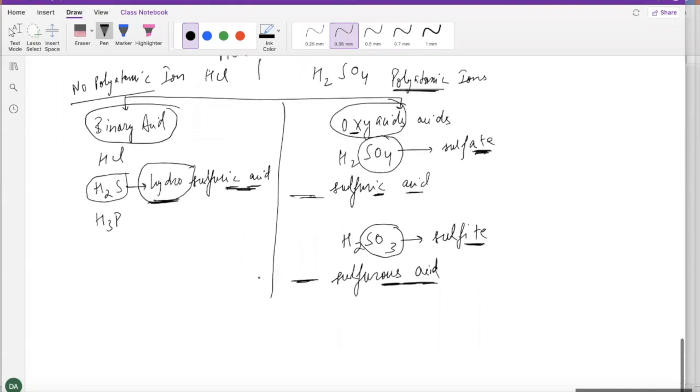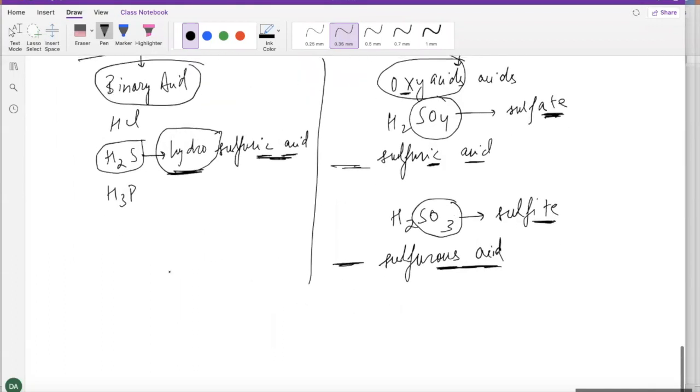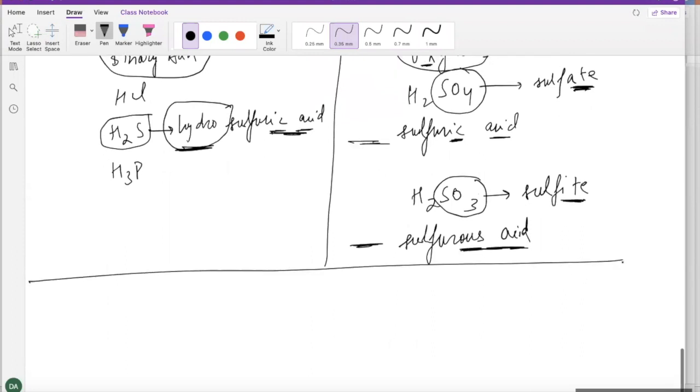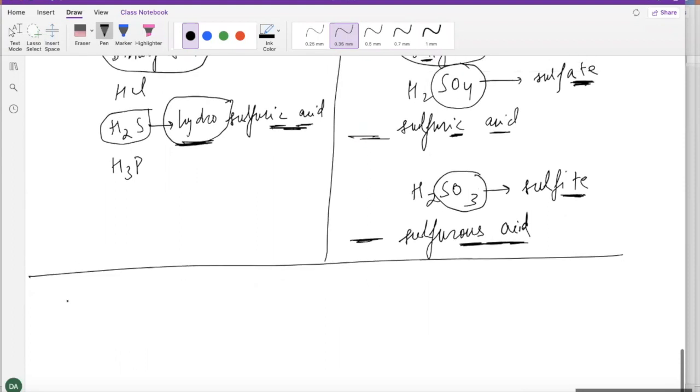We're going to do one more example for acids, and hopefully that will clear up the nomenclature for acids. So what I'm going to do is I'm going to write down 3 names. Your job will be to find out the formula. So the first one is hydrophosphoric acid.